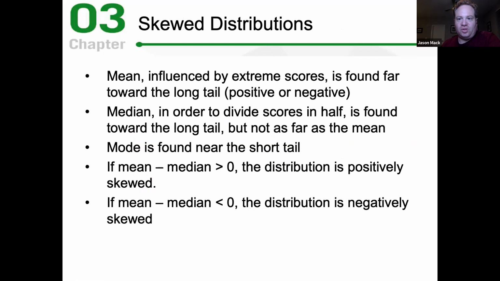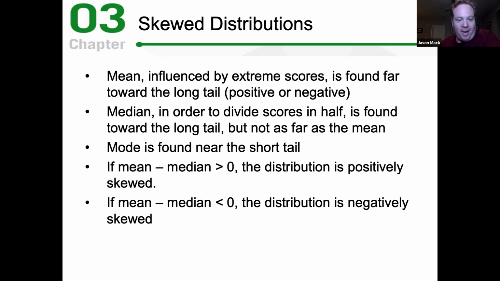So skewed distributions, that's when it's going to go to the left or the right because of how the central tendency is going to pull on it, which is your mean, your median, and your mode. So your mean is influenced by extreme scores, outliers that can affect it, positive or negative. Median, in order to divide scores in half, is found towards the long tail, but not as far as the mean. The mode is found near the short tail.